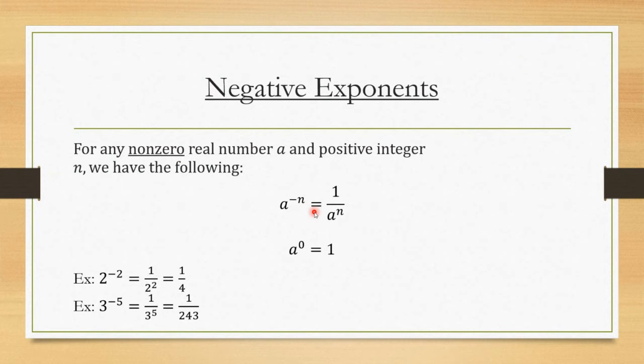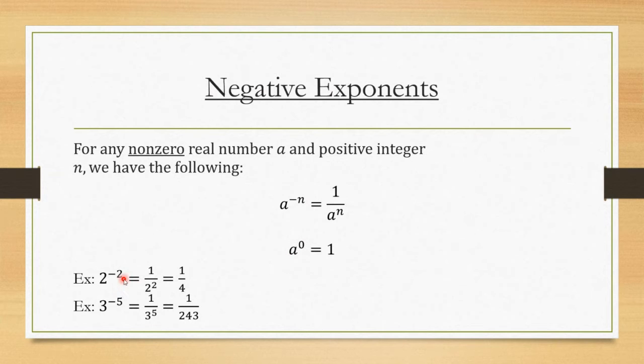And what's a nice consequence of this and some other exponent rules is that a to the 0 is 1. A to the 0 is 1. I'm actually going to show you why this is true. I'll give a sketch of a proof as to why this is true. Again, this is when a is not 0.